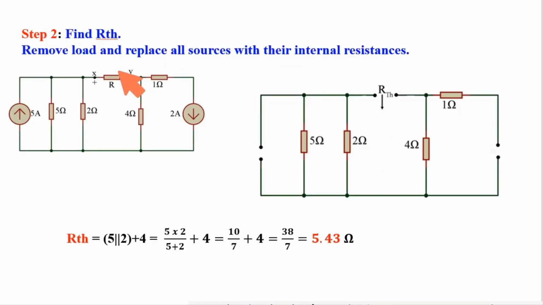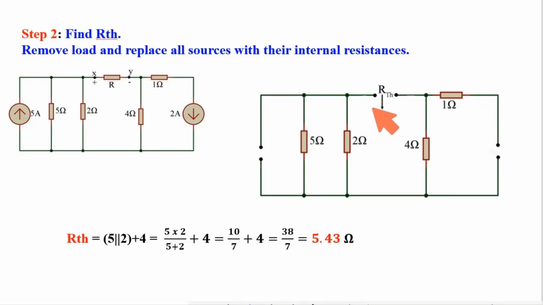Now to find RTH, the load is removed. See here, this current source will be open. This current source is opened. This is the circuit to calculate RTH. Here this 5 and 2 are in parallel with 4 in series. This 1 is not in the circuit.